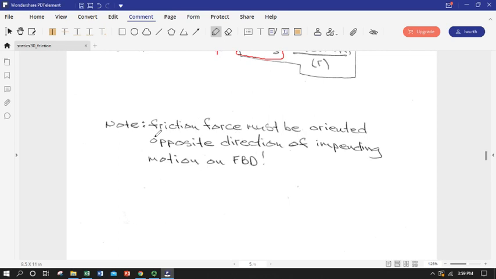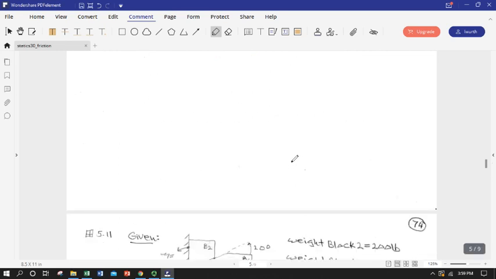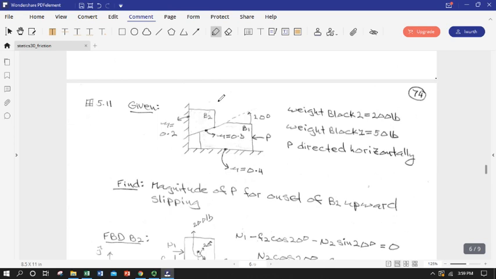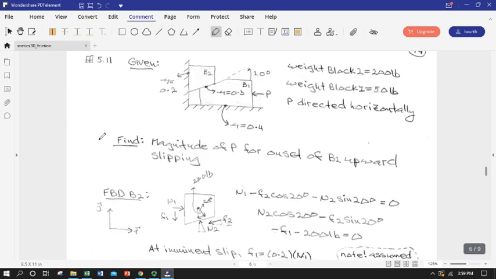So, a warning: friction force must be oriented opposite to the direction of impending motion on the FBD, or you will get the wrong answer. Okay, so let's go on to another example where that is really not necessarily obvious. And this is a good practice in envisioning imminent slipping direction.